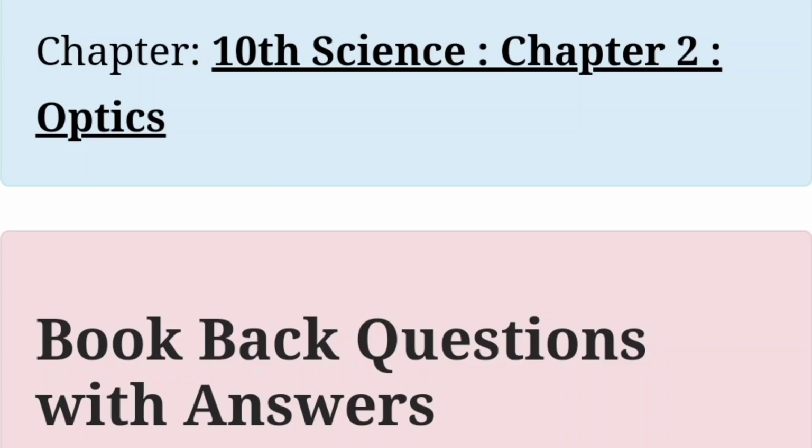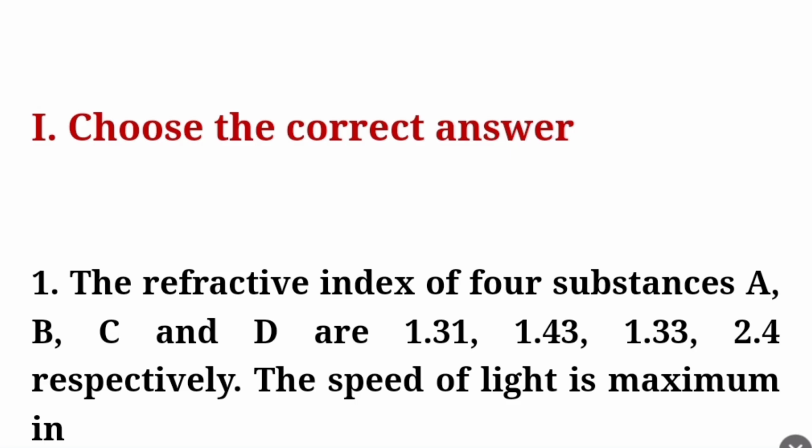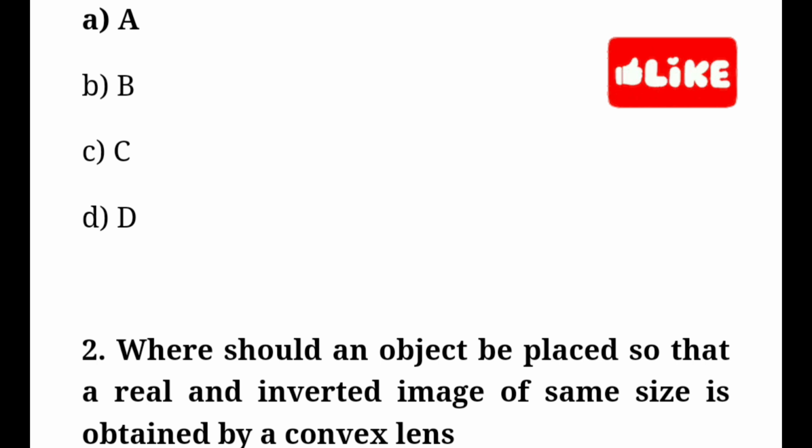10th standard science unit 2 optics, let's see the book back answers of this lesson. Roman letter 1, choose the correct answer. First one, the refractive index of four substances A, B, C and D are 1.31, 1.43, 1.33, 2.4 respectively. The speed of light is maximum in answer option A.